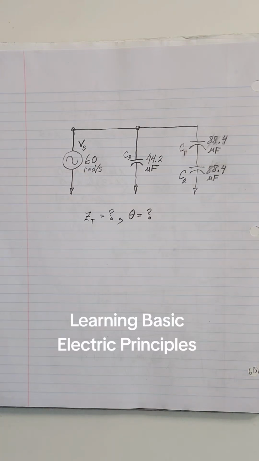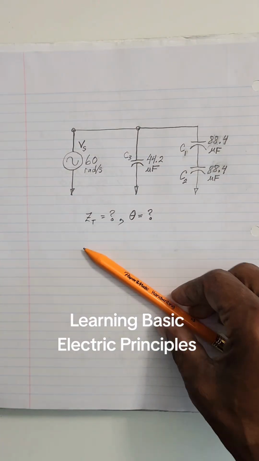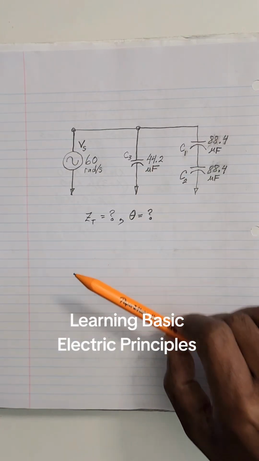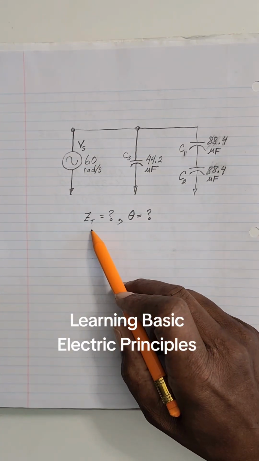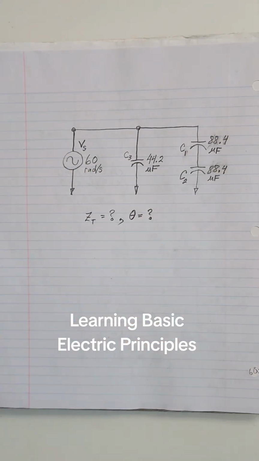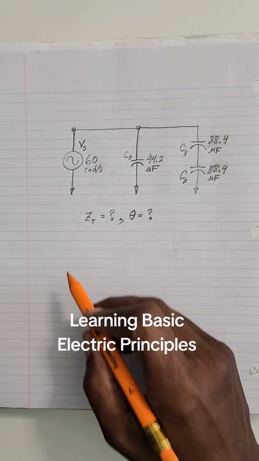Welcome to another episode of Learning in Basic Electric Principles. And I thought in this episode, do one of them that I posted, where I'm asking what is Z sub T, that is the total impedance, and the angle. Well, let's get started here.